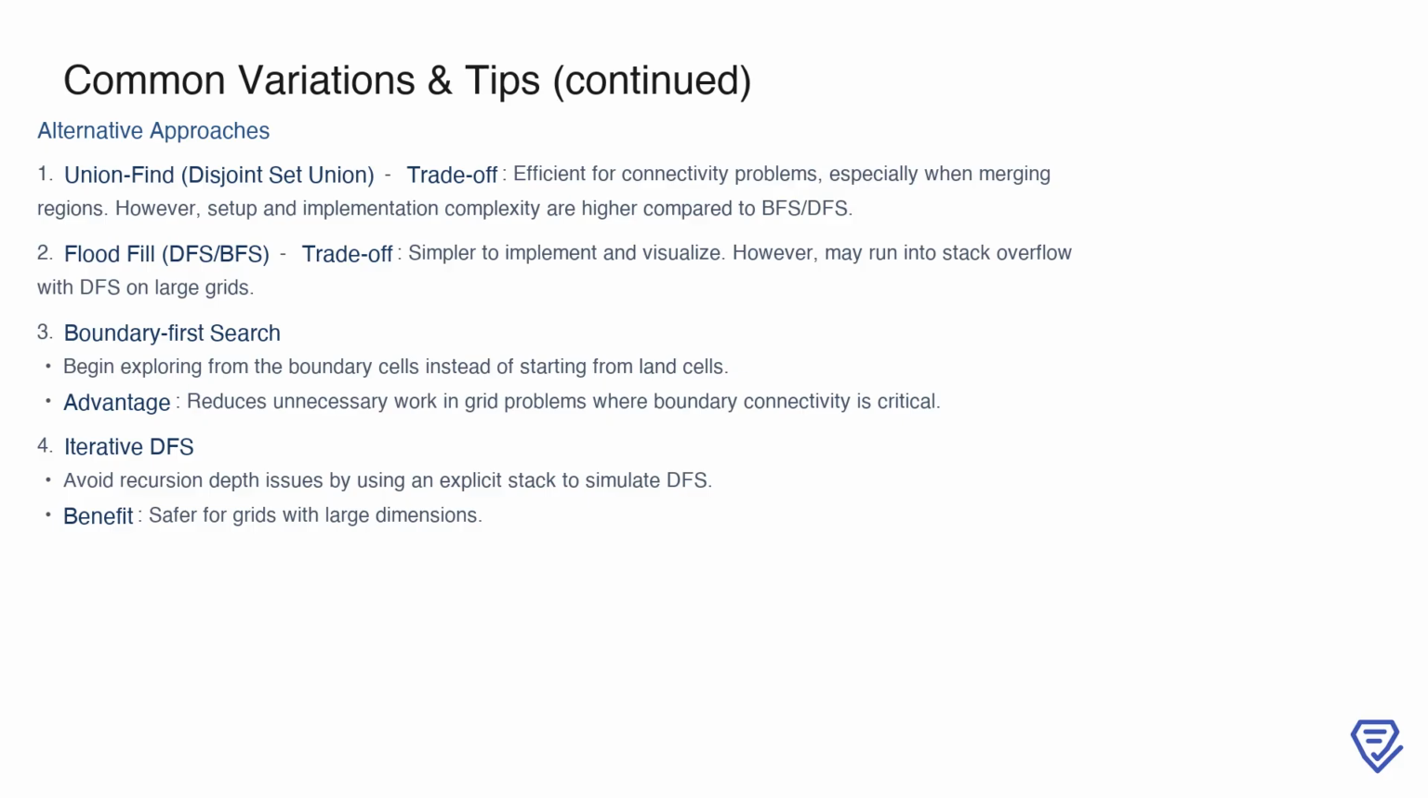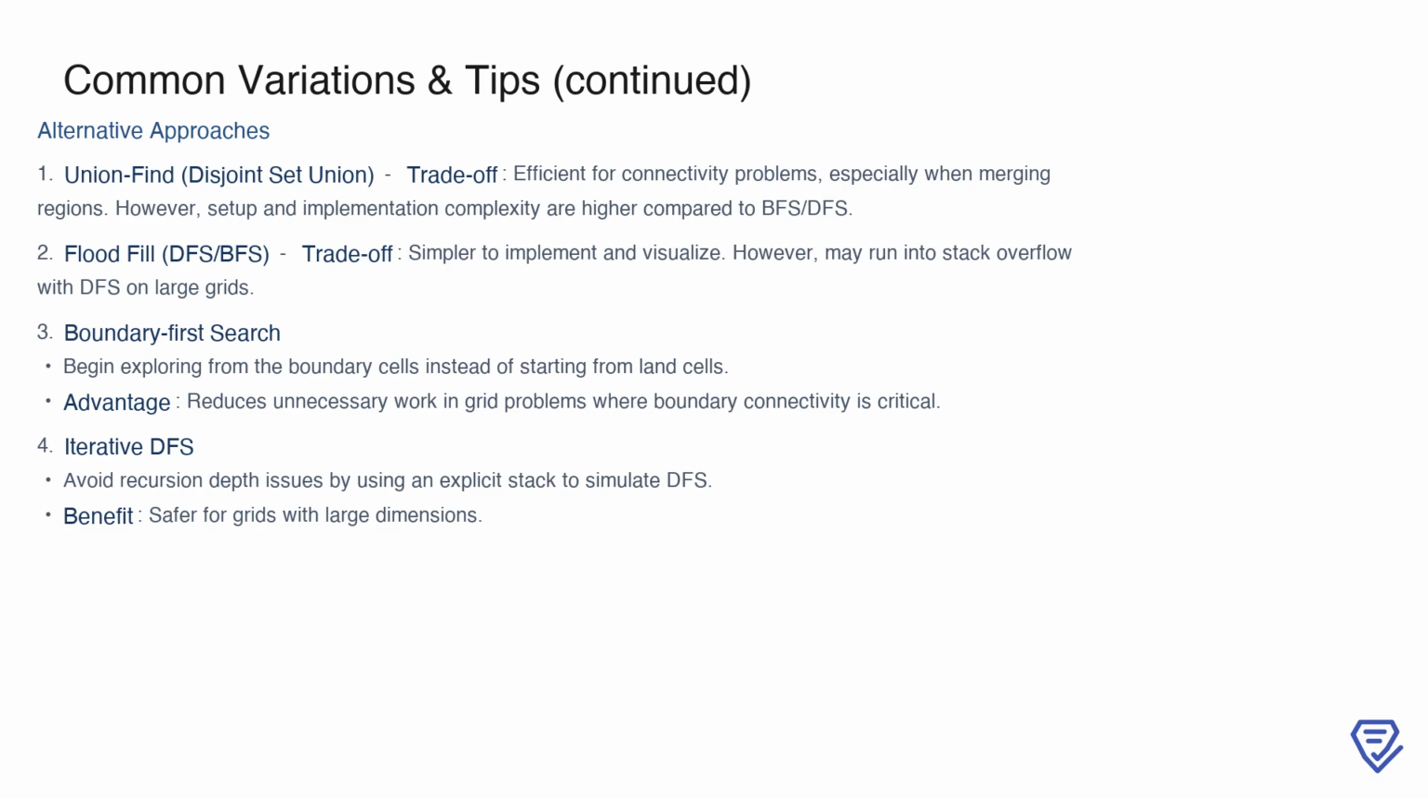Finally, let's talk about alternative approaches you can use to solve this type of problem. One option is union find, or disjoint set union, which is particularly suited for connectivity problems. While it's efficient, the setup and implementation can be more complex compared to BFS or DFS. Another approach is flood fill using DFS or BFS, which is simpler to implement and easy to visualize. However, with DFS, you might run into stack overflow issues on very large grids.